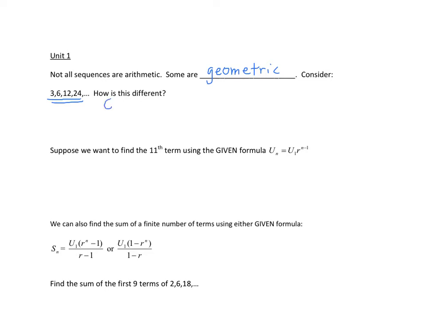So this can easily be shown by subtracting our terms and showing that 6 minus 3 is not the same as 12 minus 6, which is definitely not the same as 24 minus 12. That was our test for finding a common difference. So it's not arithmetic. Instead, it's geometric, because if we look at this right here, notice that we would have to multiply by 2 to get the next term. That pattern's pretty obvious. So it's different in the sense that we have a factor that we would have to multiply each term by to get the next term.